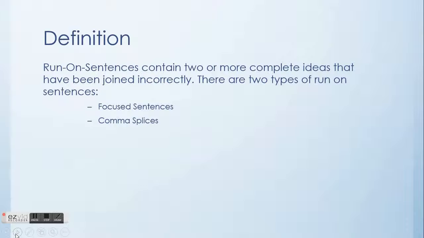The definition of run-on sentences as seen on the screen. Run-on sentences contain two or more complete ideas that have been joined incorrectly, and the two types of run-on sentences are here below: fused sentences and comma splices.